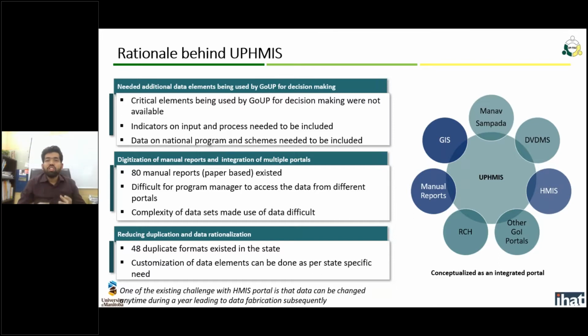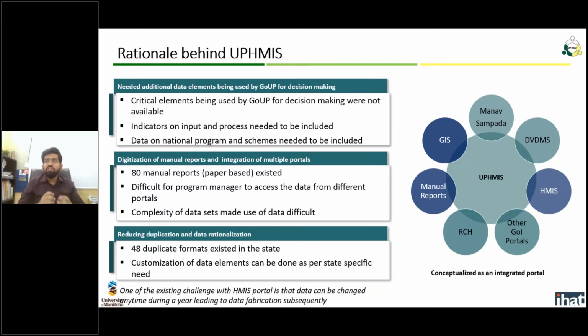At the same time, in 2015 there was a government order which stated that we need to use the HMIS data for decision making. But when we started working on it, we realized that the program managers are not able to take decisions just on the basis of service delivery data. For example, in the district, the CMO and DM used to say just improve the institutional delivery. But how to improve it? What are the factors affecting the institutional delivery? Whether it is HR, drugs, equipment, or infrastructure.